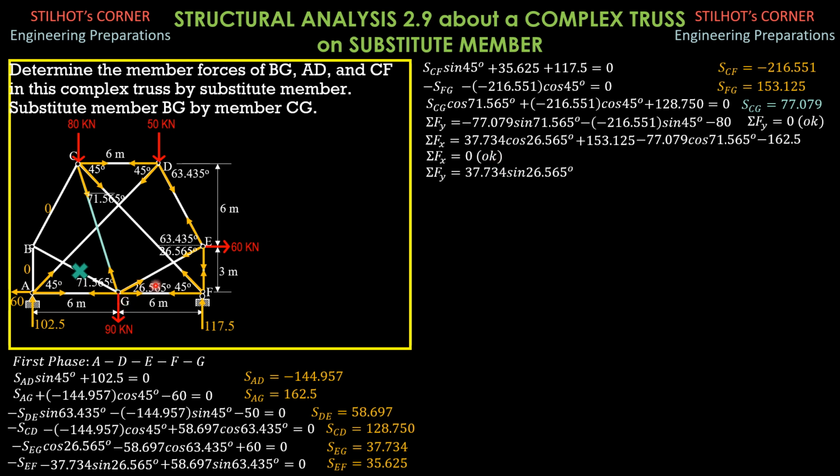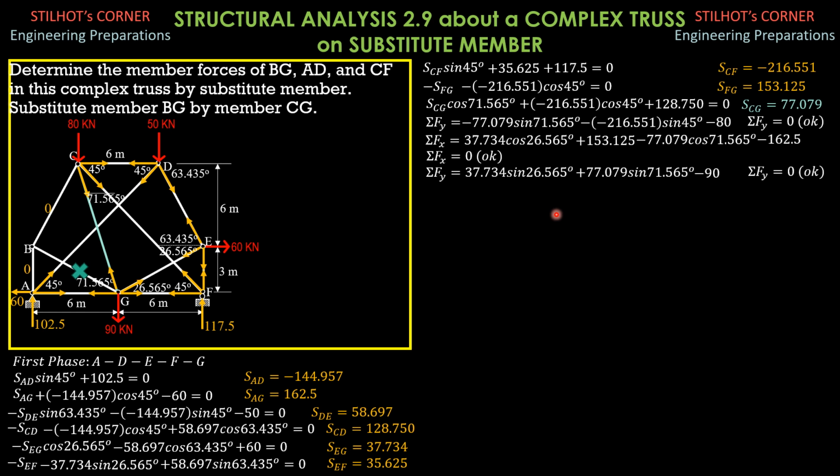Then summation of forces Y, let's also check. So first, 37.74 sine 26.565 degrees plus SCG, 77.079 sine of 71.565 degrees, then minus 90. So checking, summation of forces Y is also 0. So that's okay. So for the first phase, these are the values. Let's proceed to the second phase.